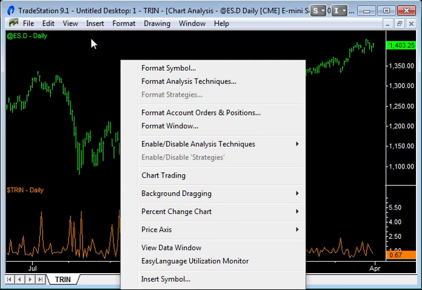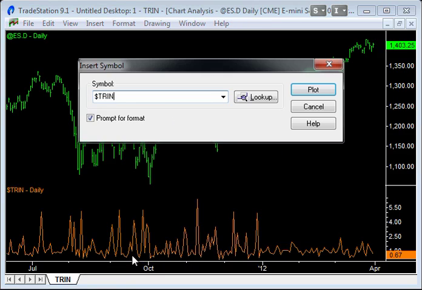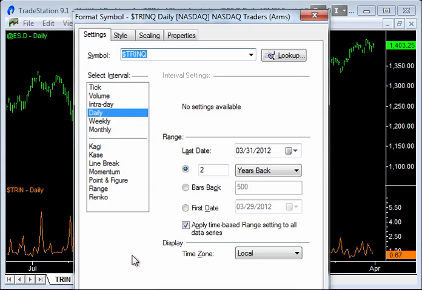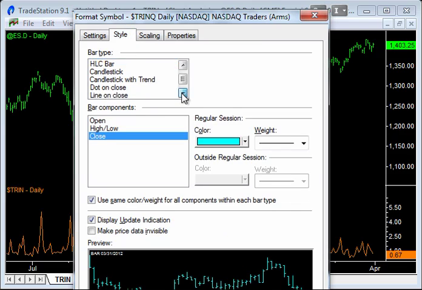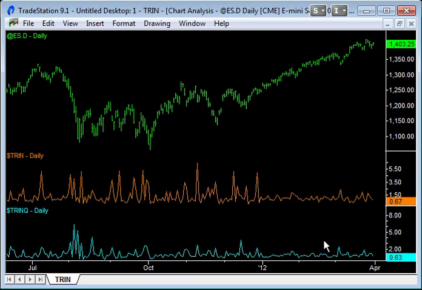Let me just add an additional data stream to this chart, which is the NASDAQ data stream. On TradeStation, that's TRINQ. Again, we'll plot in the local time zone, and set the styling here to a line on close. And there we go, you can see the NASDAQ data there.